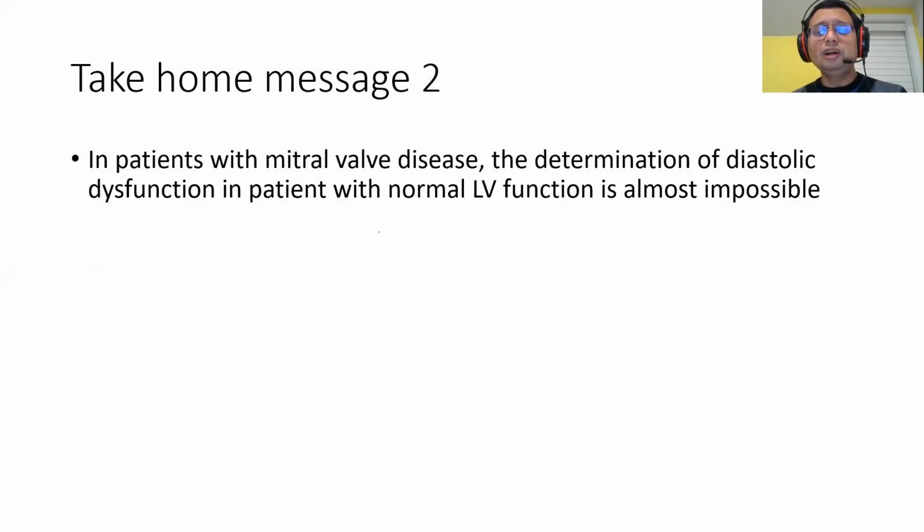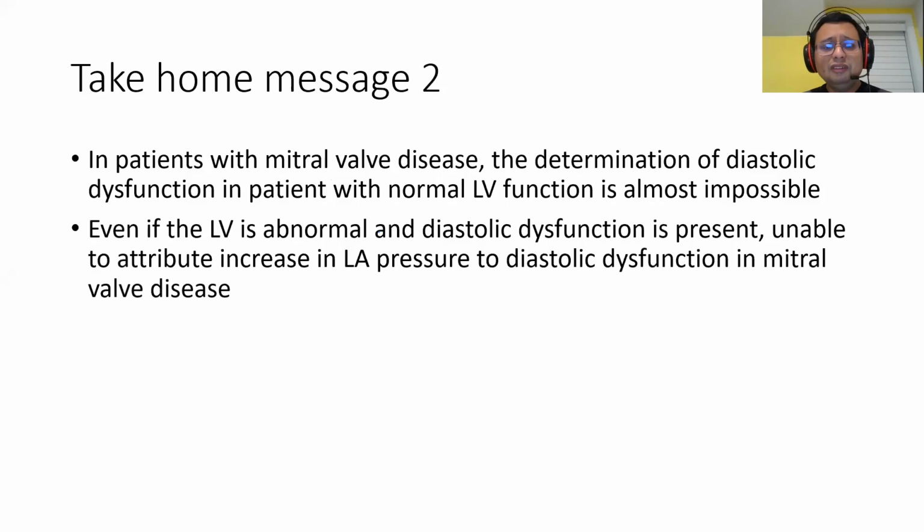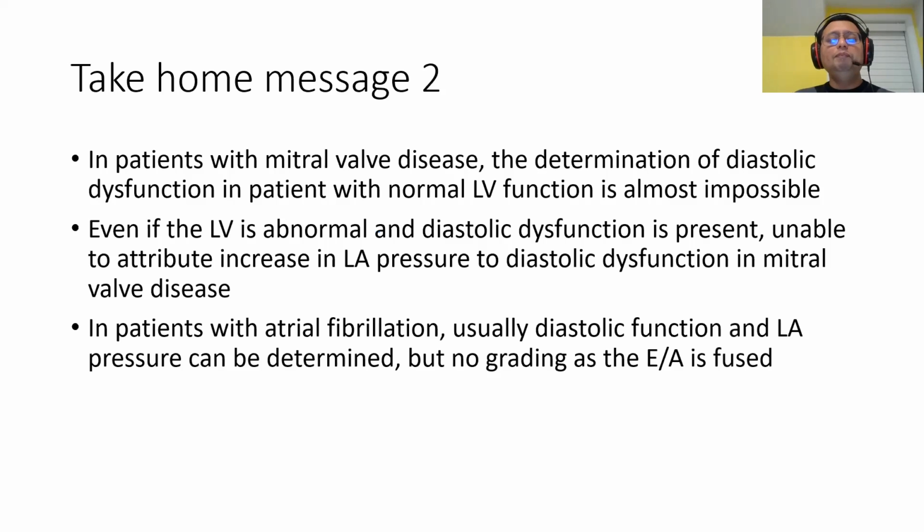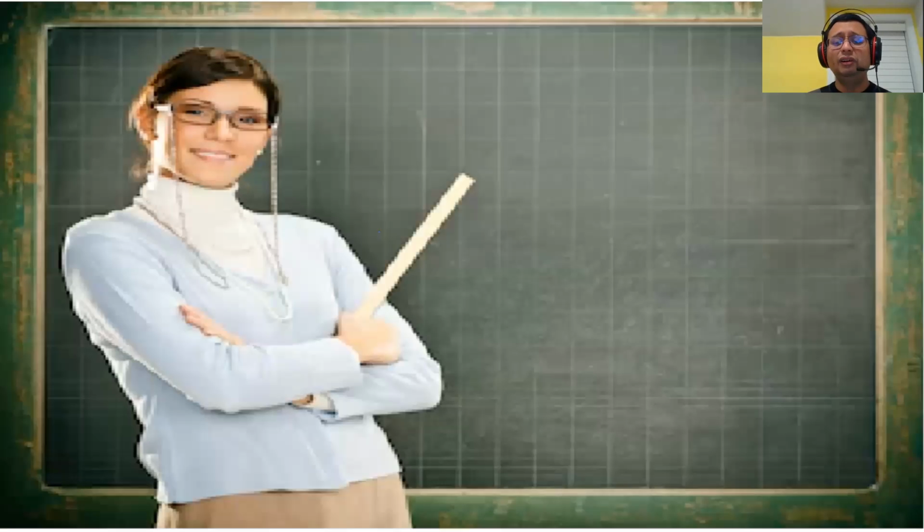In patients with mitral valve disease, the determination of diastolic dysfunction in patients with normal LV function is almost impossible. Even if the LV is abnormal and diastolic dysfunction is present, we are unable to attribute an increase in LA pressure to diastolic dysfunction in mitral valve disease. In patients with atrial fibrillation, usually diastolic function and LA pressure can be determined, but there is no grading as the E over A is fused. All right.